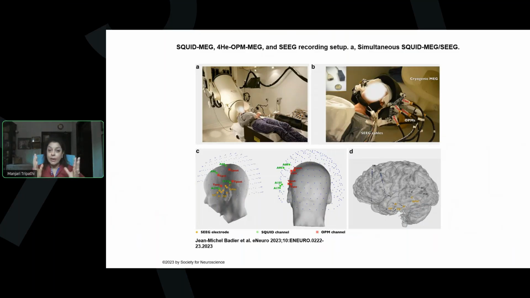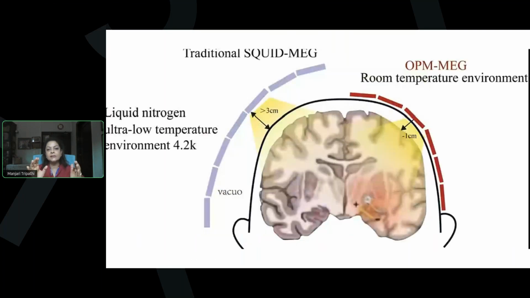It does require a magnetically shielded room, and it is much easier to do than the MEG itself. So the OPM MEG is probably the way to go. As you can see here, this diagram shows the difference between OPM MEG, which is done in a room temperature environment, where the closeness to the scalp is about 1 centimeter, whereas with the SQUID, the distance of the sensors, the magnetometers and gradiometers, is about 3 centimeters.